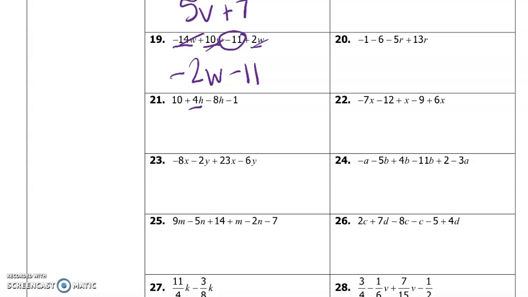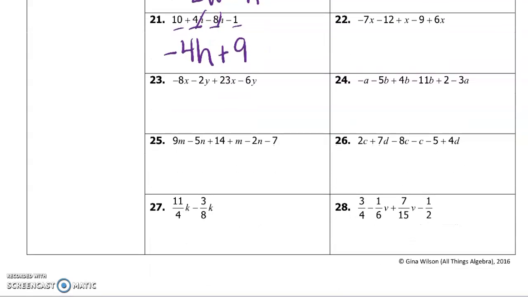21, 4h minus 8h gives us negative 4h. And then 10 minus 1 gives us 9, so plus 9. If it's positive, you're going to write a plus. If it's negative, you're going to write a minus. We always write our variable term first and our constant term last.